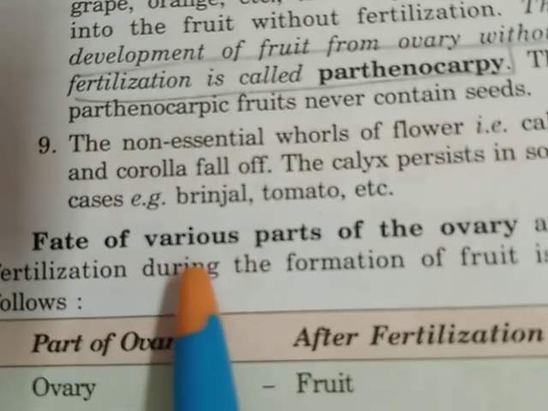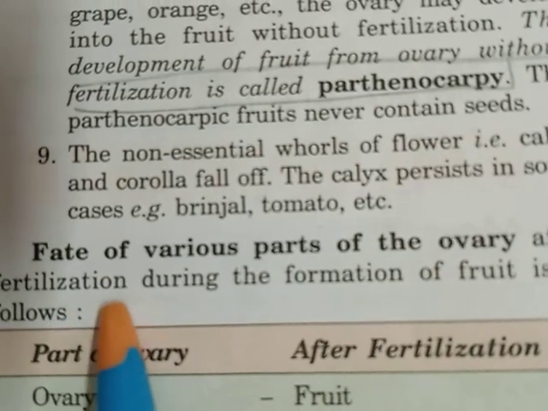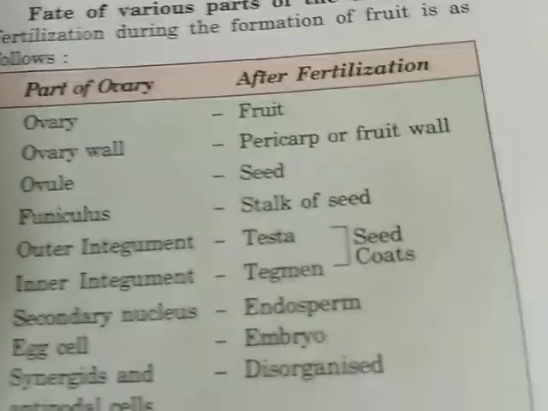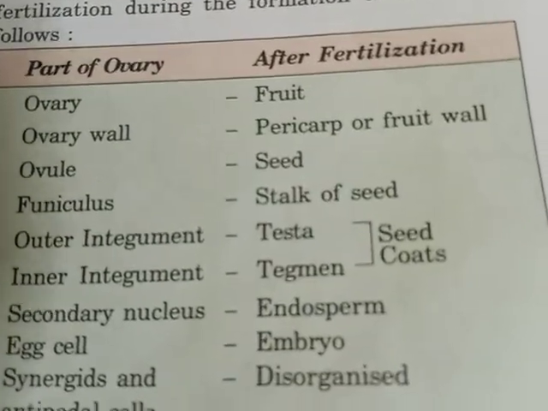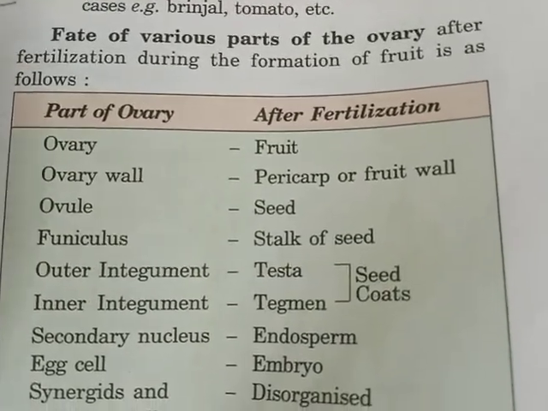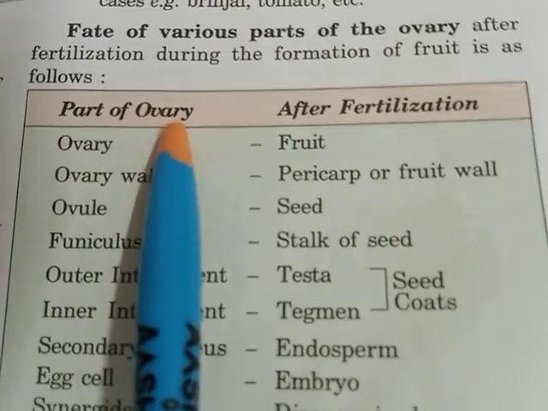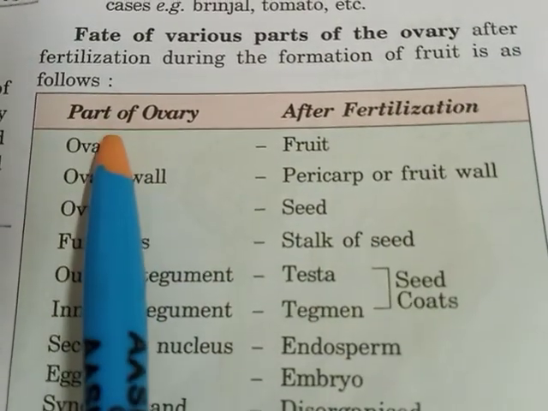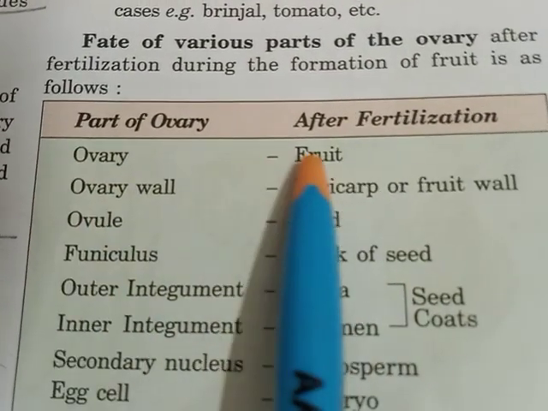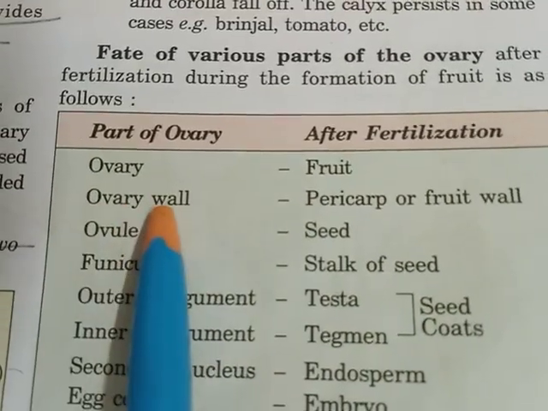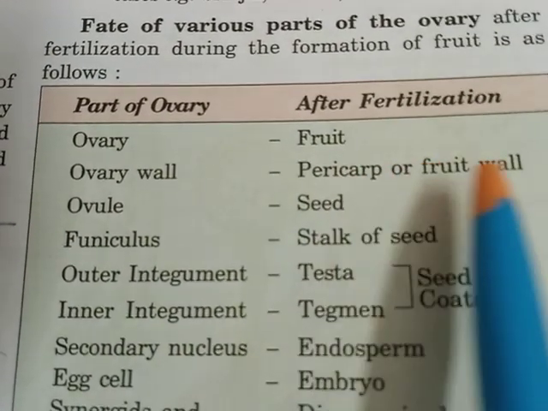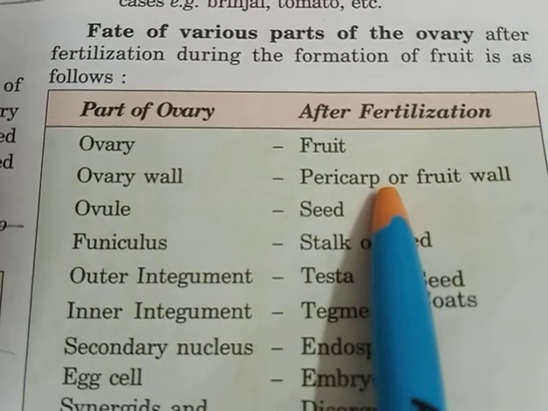Now, the fate of various parts of the ovary after fertilization during the formation of fruit is as follows. So children, this table is also very, very important. That means what is the fate of the following parts after the formation of fruit. These are the parts of the ovary, and what happens to these parts after fertilization? The ovary after fertilization changes into fruit. The ovary wall forms the fruit wall, which is also known as the pericarp.